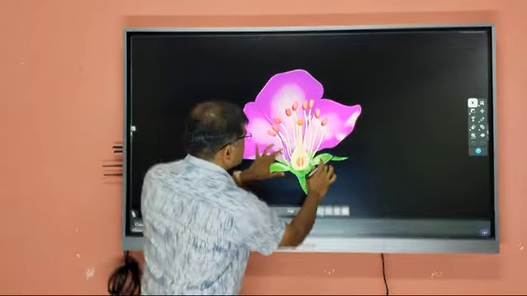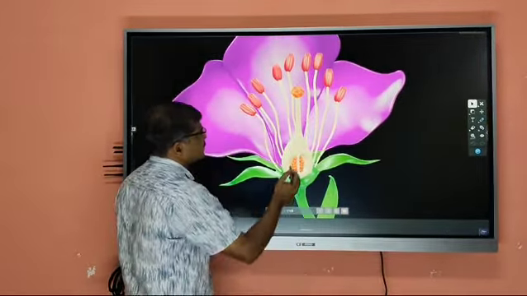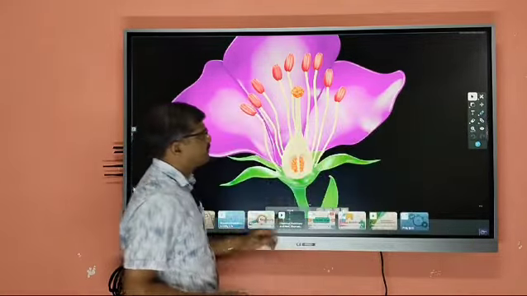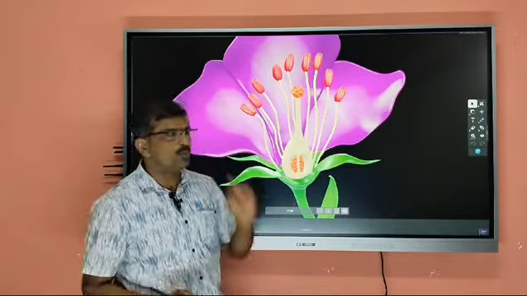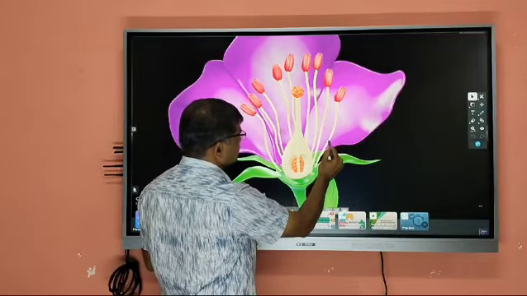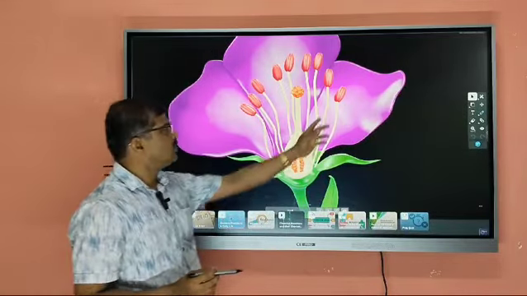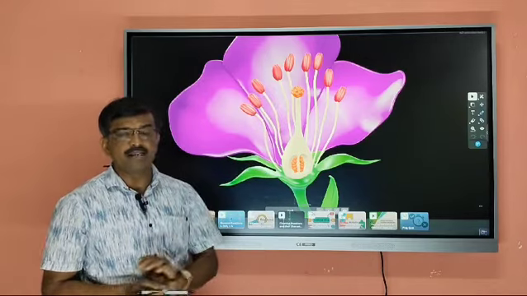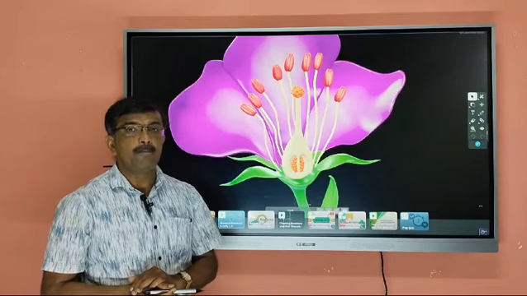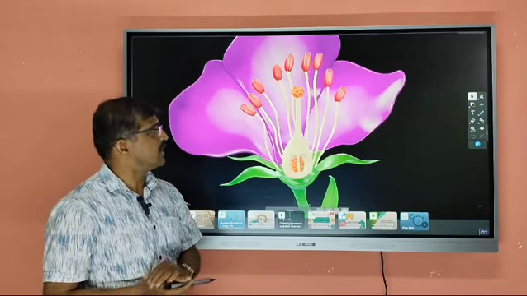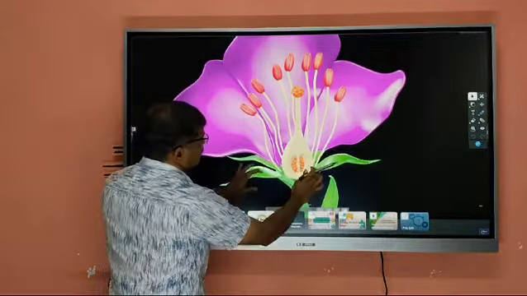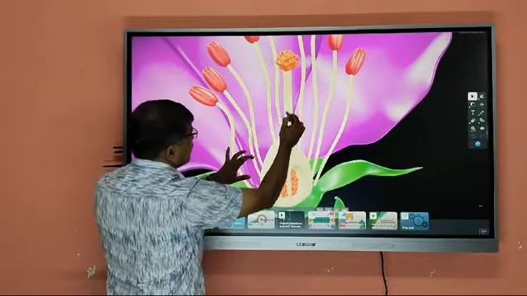Later, see, the third part of the flower is the stamens. See, this is the stamen. Stamen consists of again two parts. This is called anther. This is the filament. So, anther has the pollen grains. Pollen grains are the male sex cells, also called male gametes, which help in the process of fertilization.